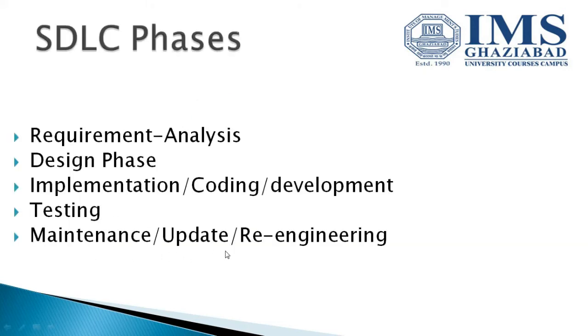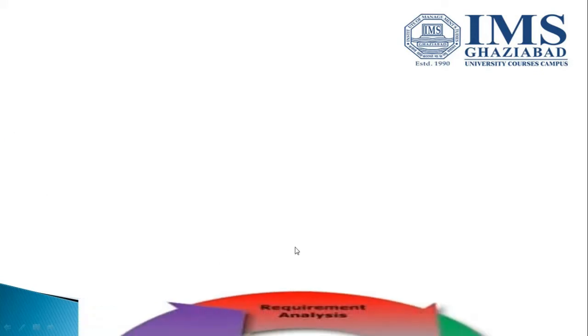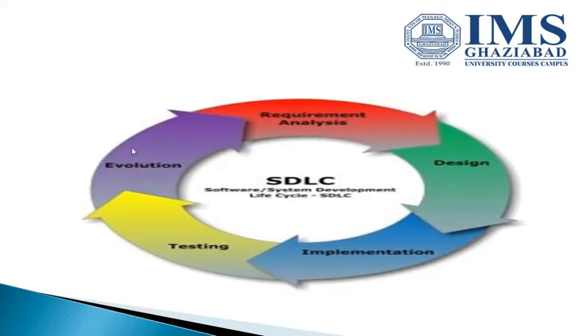Now in this slide, maintenance, update, and re-engineering process, it's your evolution part. It means after the software is done, you may have to change some function, editing, update. Then we are using re-engineering evolution. It means update your software. Now in these phases, we are using 5 phases: requirement analysis, design, implementation, testing, and evolution. Now this is called your SDLC, software development life cycle.